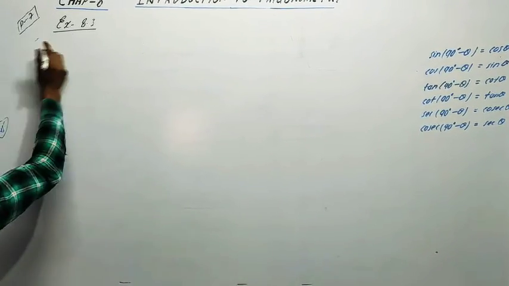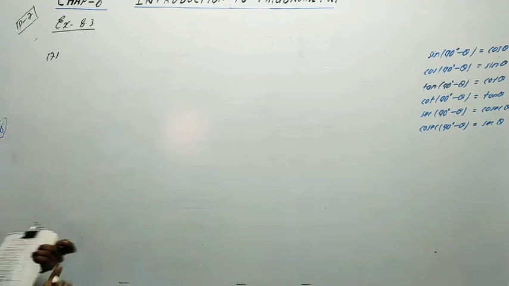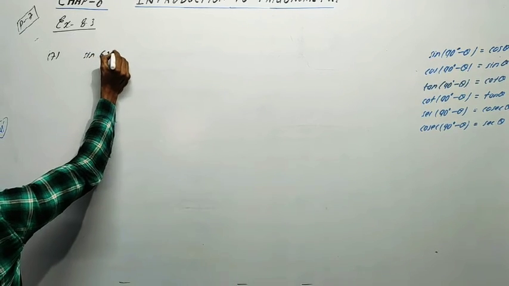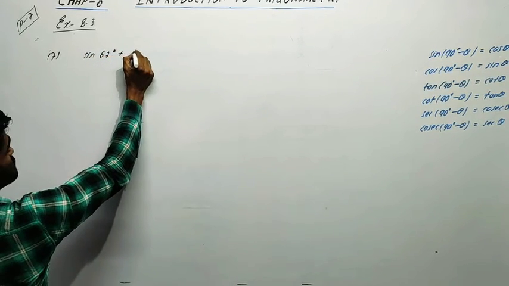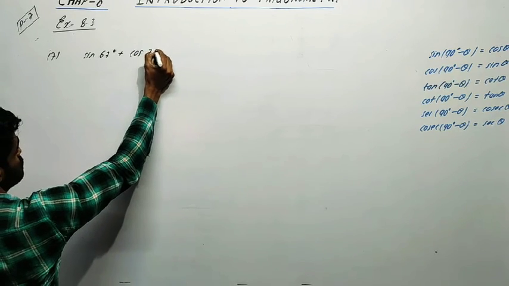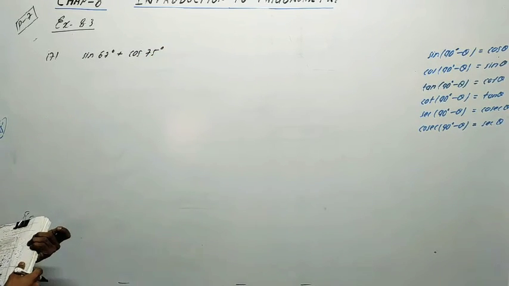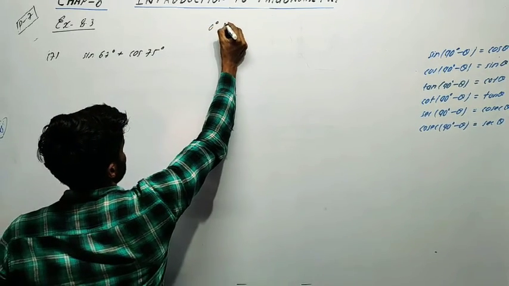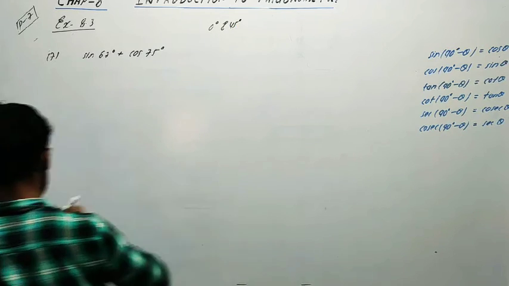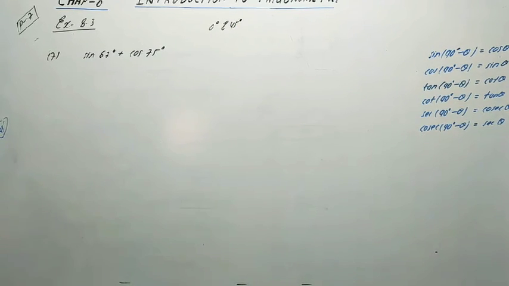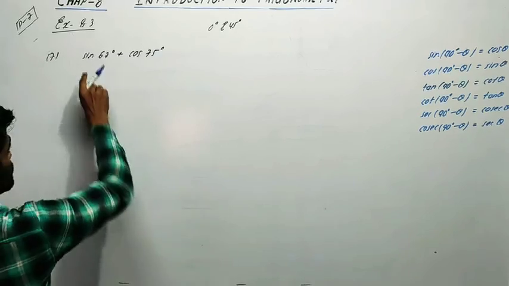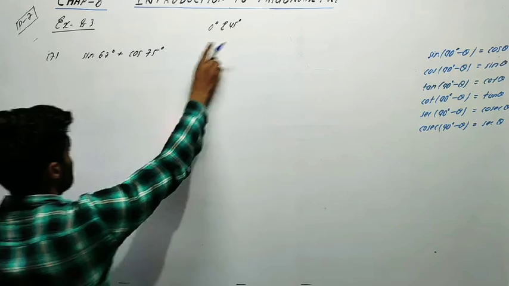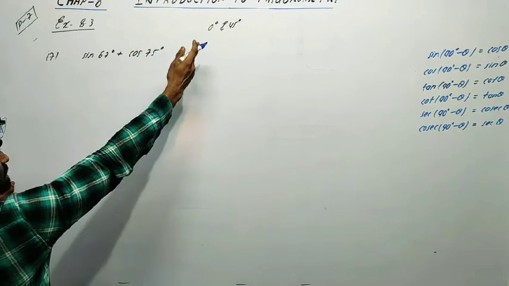Question number 7. Express sin 67 degrees plus cos 75 degrees in terms of trigonometric ratios of angles between 0 degrees and 45 degrees. This means we have to convert these ratios such that the angle value lies between 0 degrees and 45 degrees, as both angle values exceed 45 degrees.